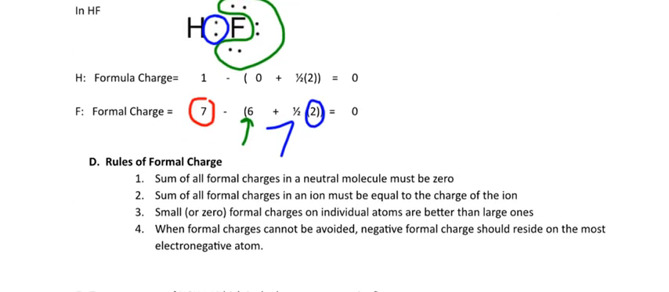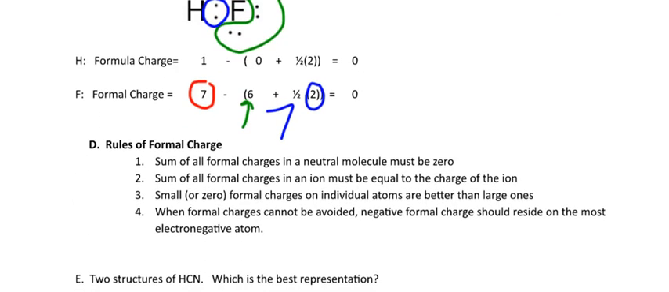There are some rules of formal charge. The sum of all the formal charges in a neutral molecule must be 0. If not, you made a boo-boo. The sum of all formal charges in an ion must be equal to the charge of that ion. If not, you made a boo-boo. Small or 0 formal charges on individual atoms are better than large ones.